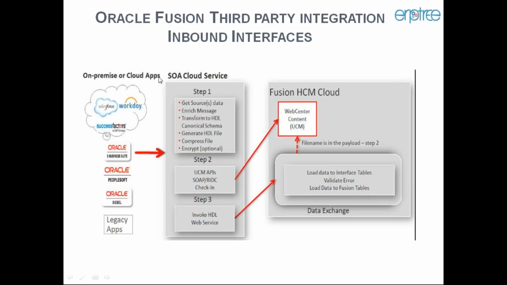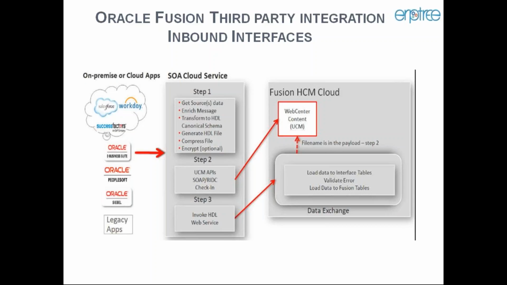Again, the technical people will do this part, where they fetch the data from the legacy system, transform the file into the HDL, generate and zip the file, and then place it on the UCM. After placing the file, Oracle has a tool for automation of the HDL, where the file is placed on the UCM automatically and then the HCM data loader is invoked through web services.